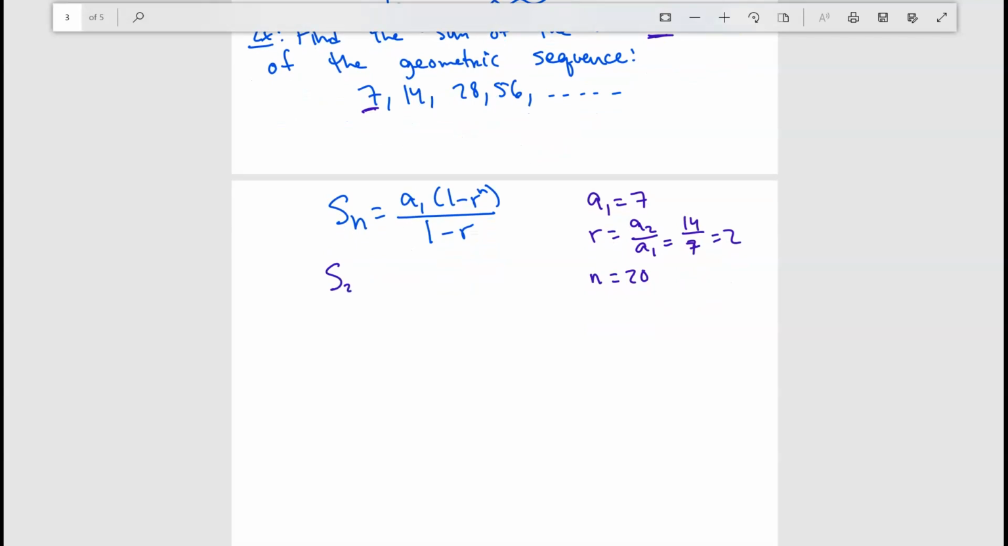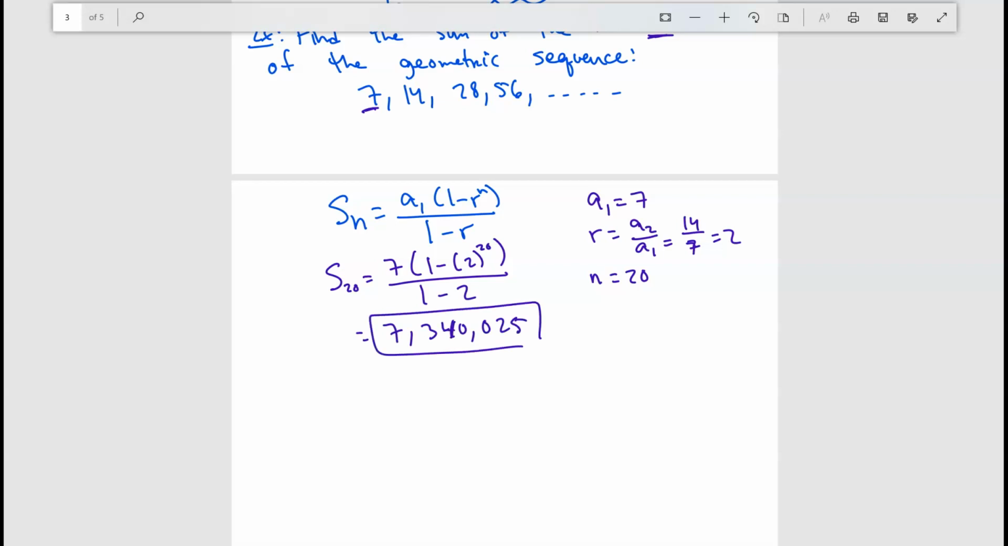So all I'm going to do is plug in everything: a1 is 7, times 1 minus 2 to the power of 20, divided by 1 minus 2. I would recommend just putting everything in the calculator. So I'm going to take 7 times 1 minus 2 to the power of 20, divided by 1 minus 2. And what I'm going to get is a really, really large number: 7,340,025.